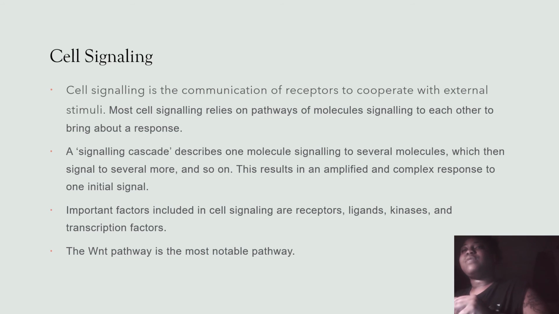Most cell signaling relies on pathways of molecules signaling to each other to bring about a response. Some cell signaling pathways include the VEGF signaling pathways, AKT signaling pathway, insulin signaling pathway, apoptosis signaling pathway, to name a few. A signaling cascade describes one molecule signaling to several molecules, which then signal to several more, and so on. This results in an amplified and complex response to one initial signal.